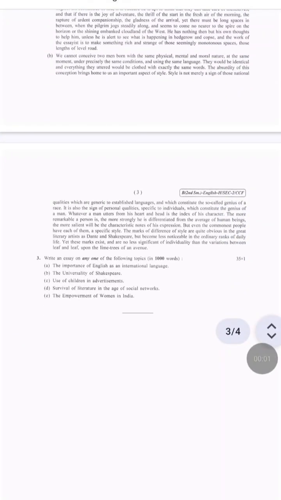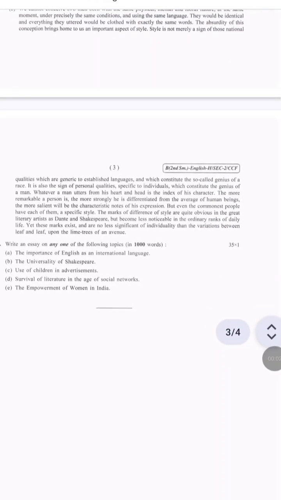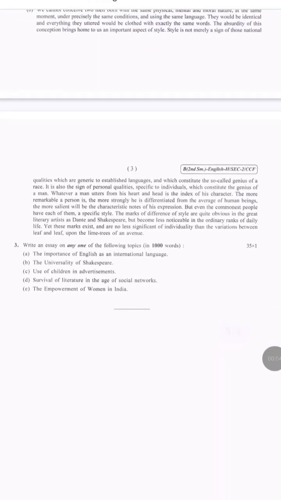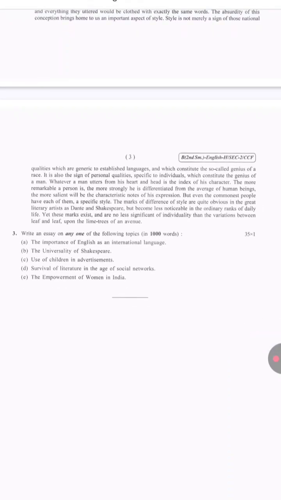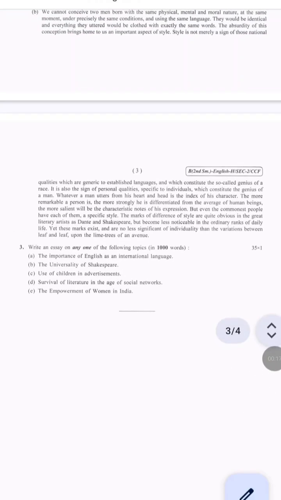We have an essay of around 35 marks. They will give you 5 options and you have to choose one topic and write an essay on it within 1000 words. The topics that they gave in the 2024 examination were the importance of English as an international language, the universality of Shakespeare, use of children in advertisements, the survival of literature in the age of social networks, and the empowerment of women in India.